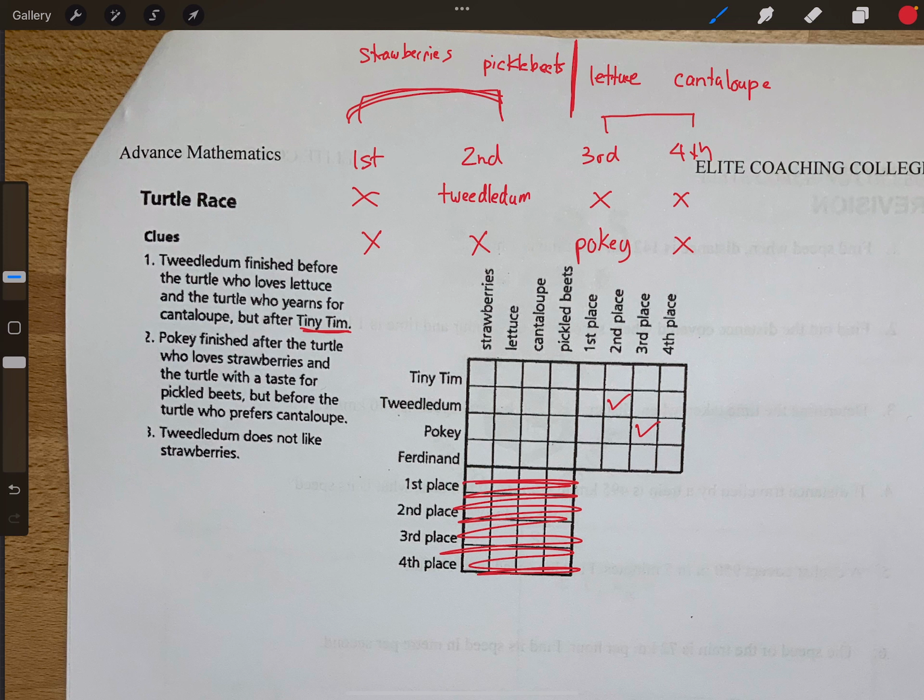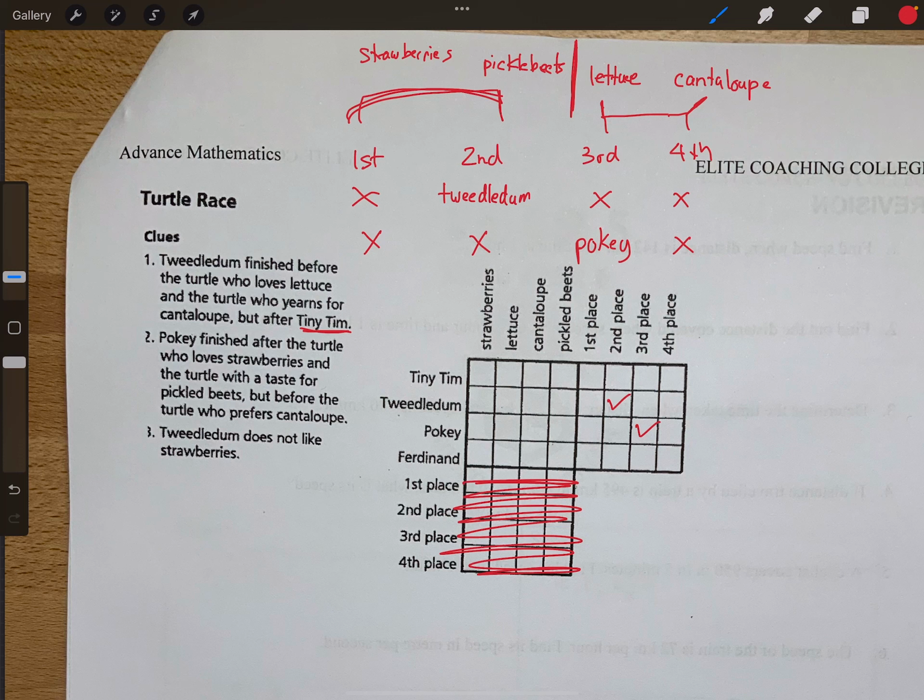That means that, okay, so remember this clue here from clue 1. So whoever's 4th, the last one, is gonna love the cantaloupes. Now we know exactly which one likes which. So the 4th one will like cantaloupes and the 3rd one will like the lettuce. Now we just don't know who likes the pickled beets and strawberries. What else? And then it says before prefers cantaloupes.